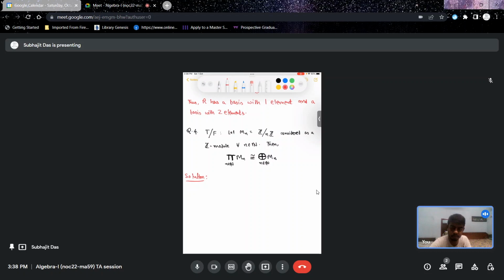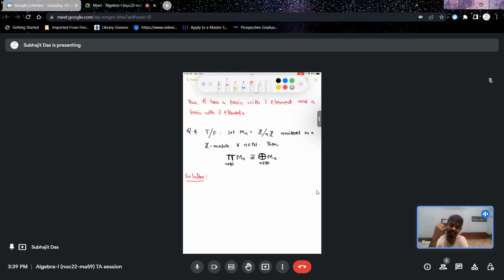Before I move on, let me just recall the definitions of direct product and direct sum. By direct product I mean that you are taking all tuples, all sequences of elements of Mn. Since we are indexing over natural numbers, an element of the direct product will basically be a sequence xn, let's say, where xn belongs to Mn.